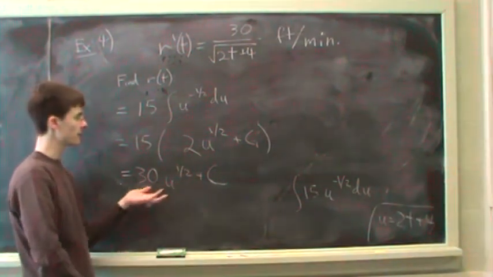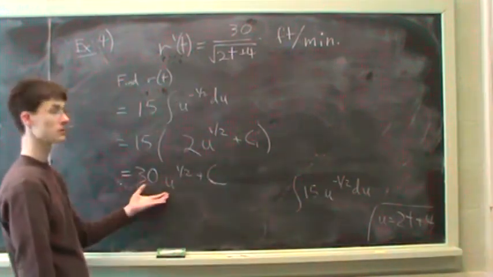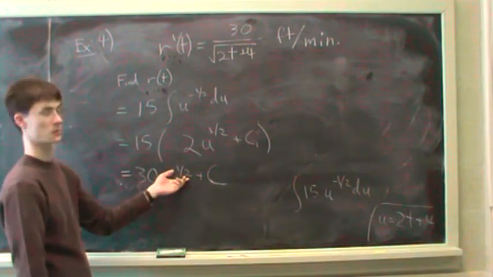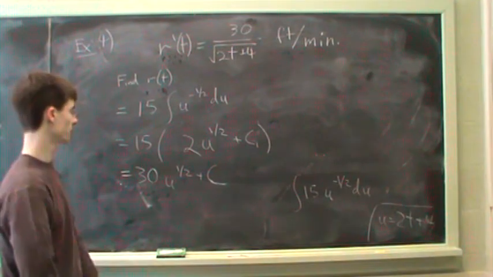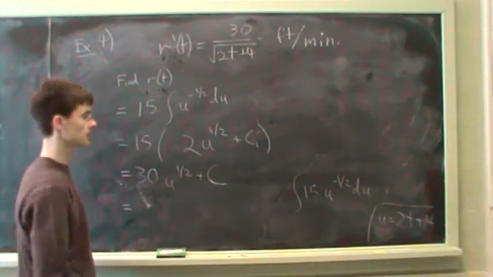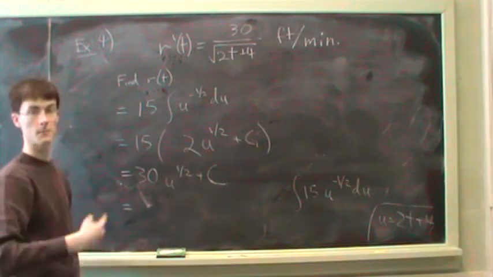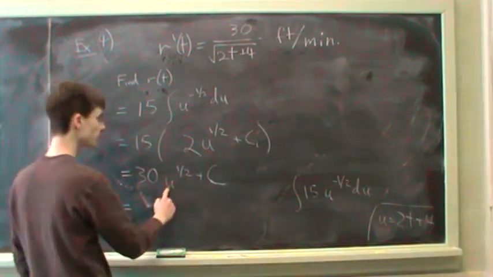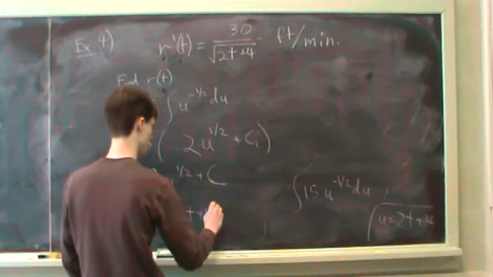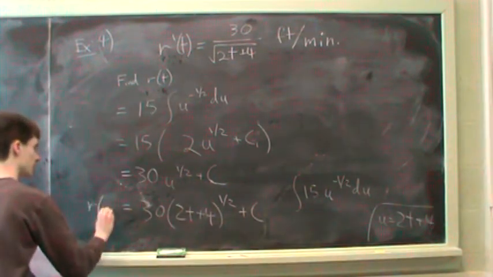And we can check that if we differentiate this with respect to u, we should get 15 u to the negative 1/2. And in fact we do, the 1/2 comes down, we get 15 u to the negative 1/2 because we have to reduce the exponent by 1. Okay, so we've done that portion correctly, and now finally what we have to do to find the integral of this expression is to get everything back in terms of t. So we replace u with 2t plus 4 to get 30 times 2t plus 4 to the 1/2 plus c, and that is going to be r of t.